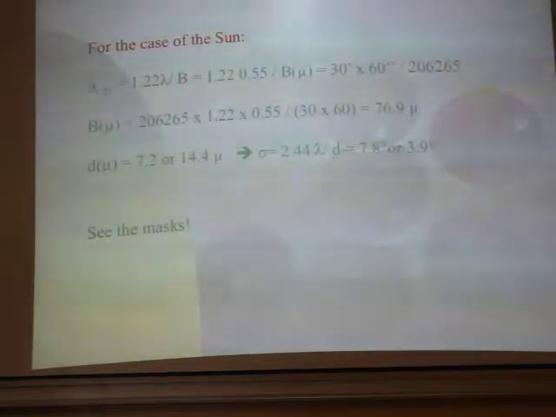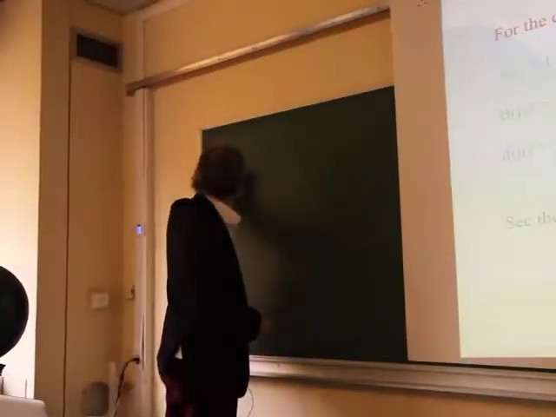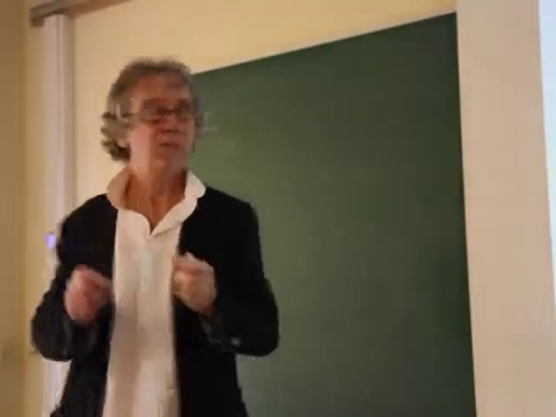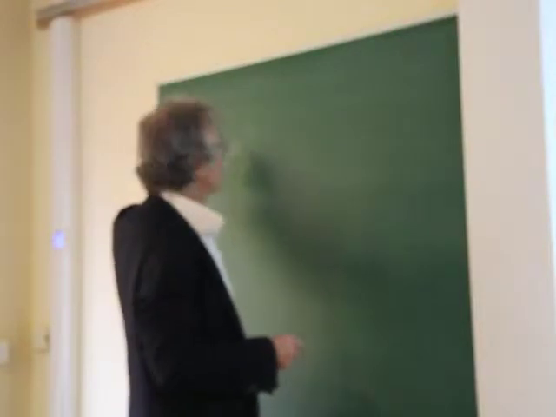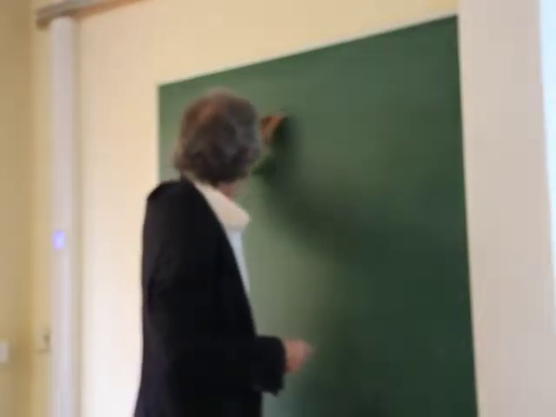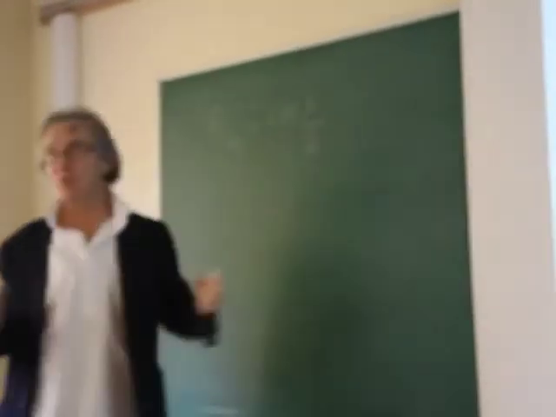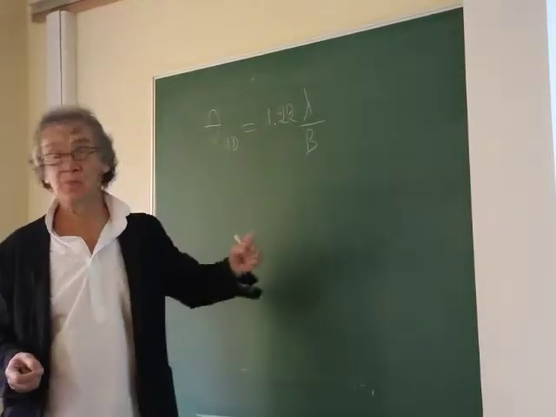Now, this will be the subject of the exercise next time. But we will show that for a uniform disk you get a null visibility when the angular diameter of the star is 1.22 lambda over b, where b is the baseline, the separation between the two telescopes, and lambda the wavelength. Okay.